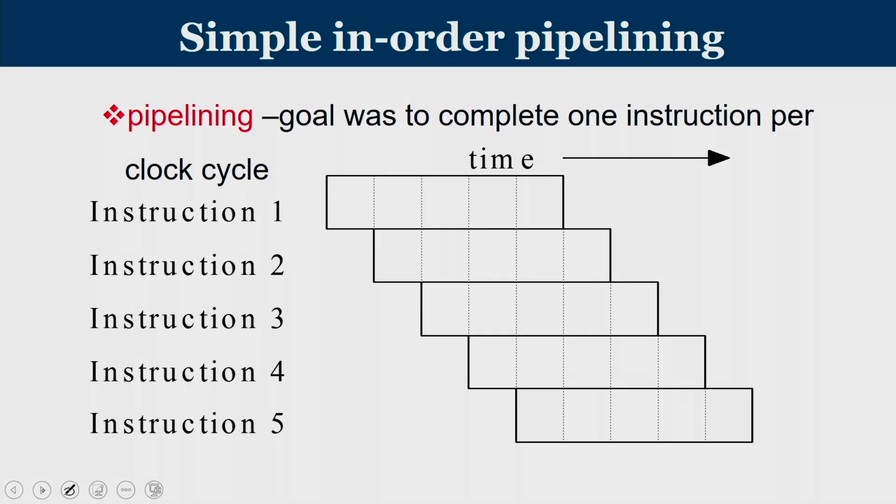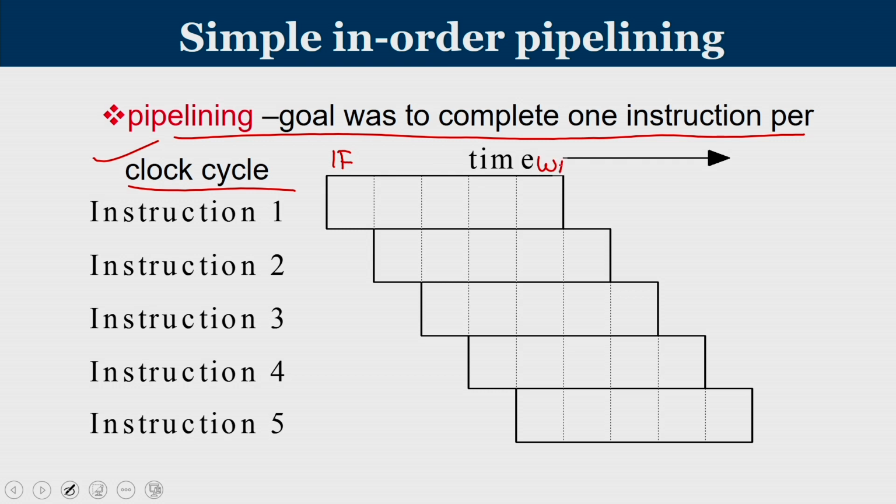We have seen what a simple in-order pipeline is. The goal of pipeline was to complete one instruction per clock cycle. That was the idea of a simple pipeline. This is a 5-stage pipeline in which an instruction is fetched every cycle and moved to the WB stage at every cycle. We can see that every new cycle one more instruction is fetched, and in every cycle one instruction is getting over under ideal circumstances.